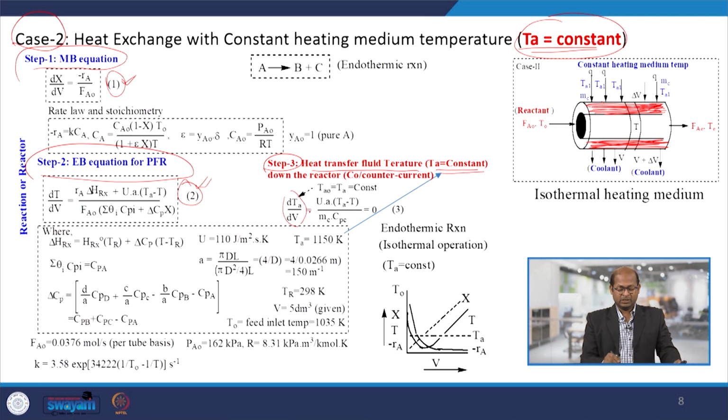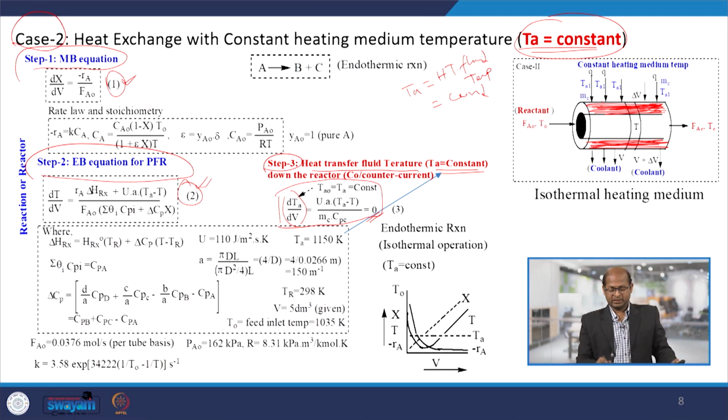So, dTa/dV, where Ta is the heat transfer fluid temperature, equals a constant. If we differentiate a constant, then of course that would be 0. So, there is no temperature gradient along this direction. This part, for co-current or counter current, we can express that way: the temperature profile or temperature gradient along the volume.